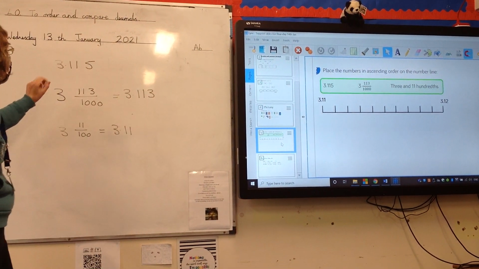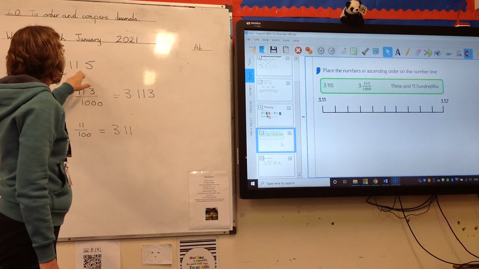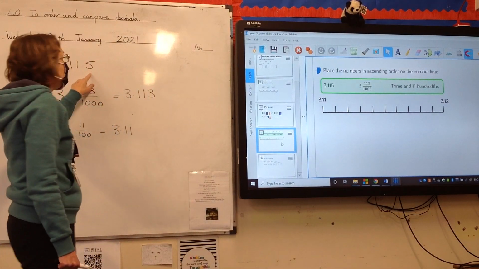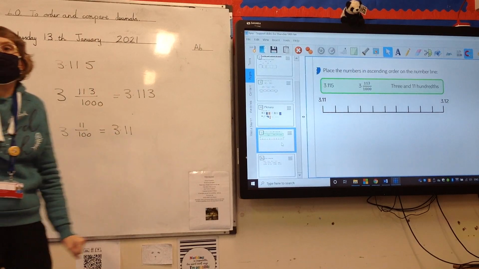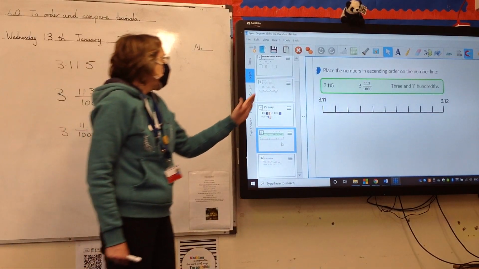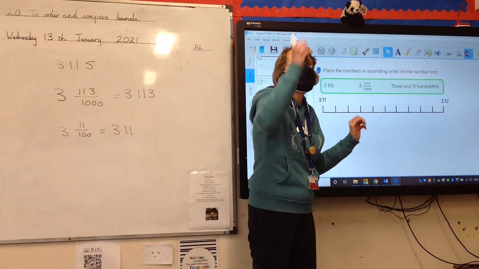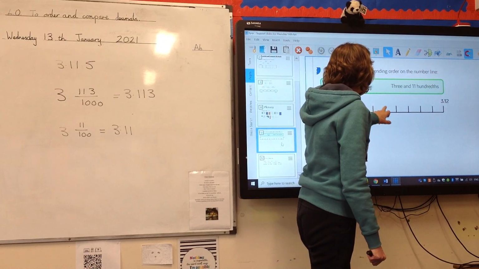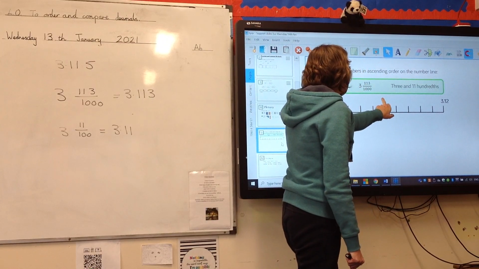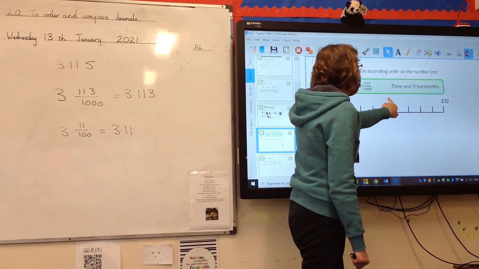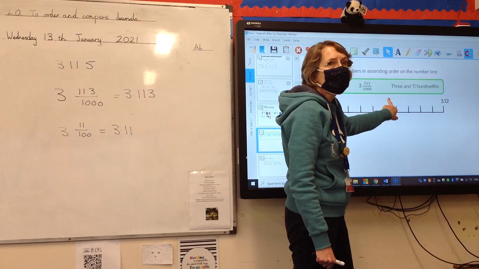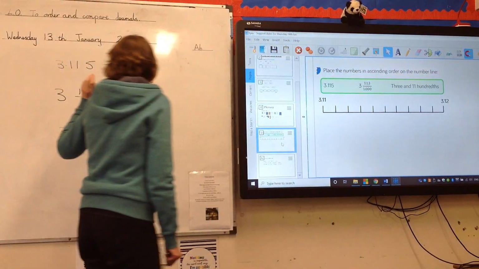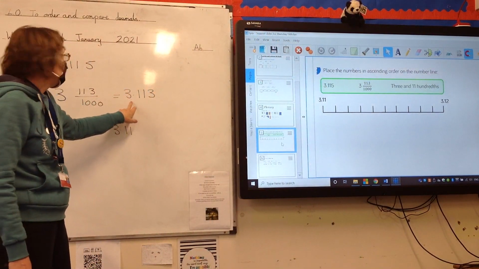The next one, 3.115. Anybody tell me about that number 5 and what that tells you about where it will go on the number line? Where will the 5 be? In the middle. Excellent. Well done. So we count 1, 2, 3, 4, 5. Right in the middle there. And that will be 3.115, 5 thousandths. Okay? So we've jumped to the halfway line. Well done. Good. So we can now work out this one.